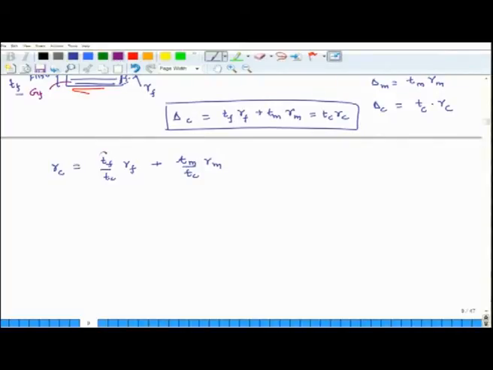And what is Tf over Tc? It is the volume fraction of fiber. And what is Tm over Tc? It is the volume fraction of matrix. So, gamma C is equal to Vf gamma F plus Vm gamma M.